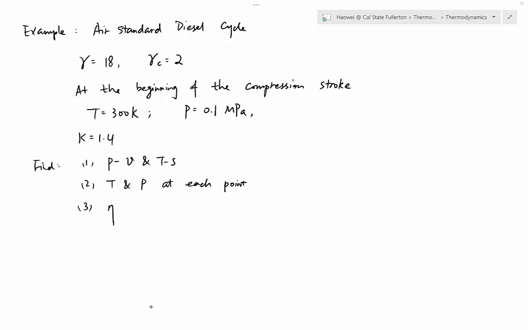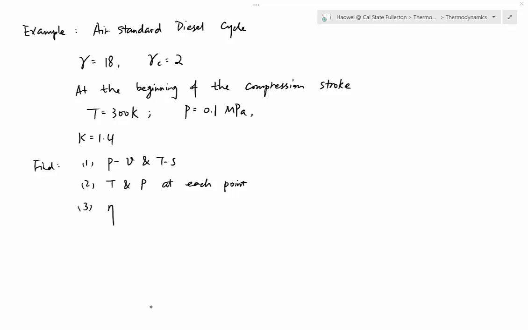Now let's do one example for the air standard diesel cycle. Again, you see the words air standard, which means the gas inside the cylinder is air, and you can use air properties for your calculation. We know gamma, which is the compression ratio, is 18. You can see this number is much, much bigger than the compression ratio when we had a gas engine. For a gas engine, the value was about 8. For a diesel engine, this value is 18.